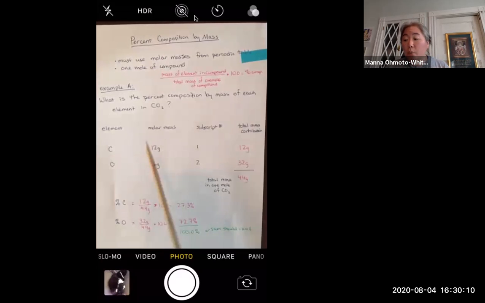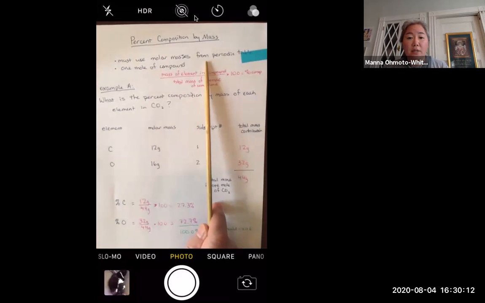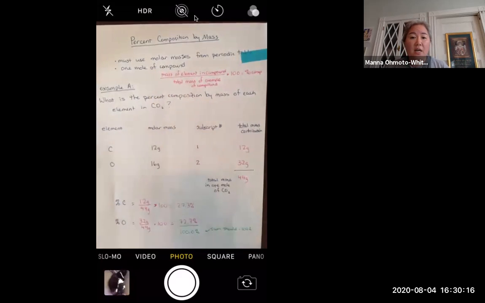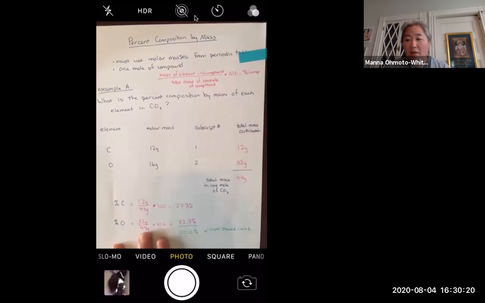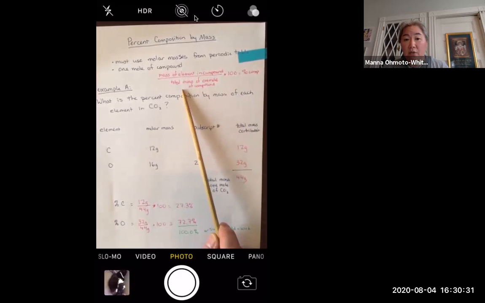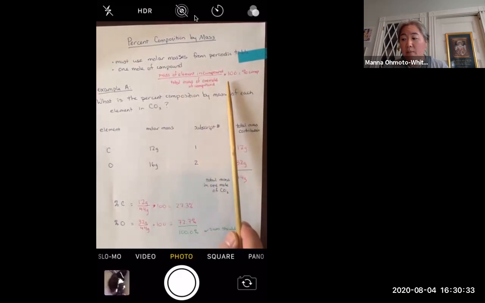So we use the molar masses from the periodic table, and we assume that we're talking about 1 mole of the compound. That percent composition by mass will not vary by the amount that you have, but we use 1 mole because it just makes it much easier. So the general formula is I take the mass of the element in the compound, I divide it by the total mass of the 1 mole of the compound, and I multiply it by 100 to get percent composition.